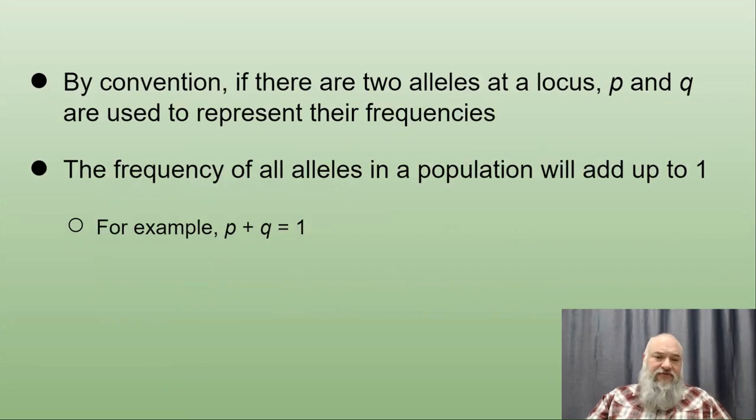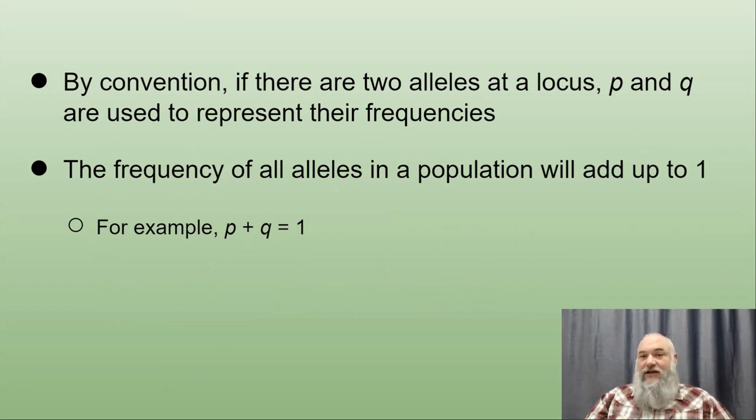By convention, if there are two alleles at a locus, we'll call them P and Q to represent their frequencies. If there's a dominant and recessive type situation, P is generally the dominant and Q is the recessive. I'm not sure that you didn't know that, but that's the general convention. So if you do that, as with any frequency, if you total up the frequency of P and the frequency of Q, it should equal 1.